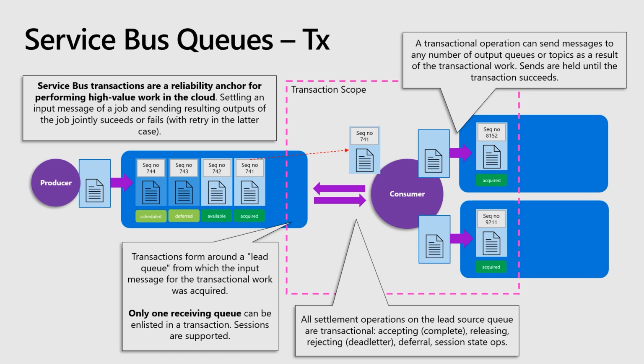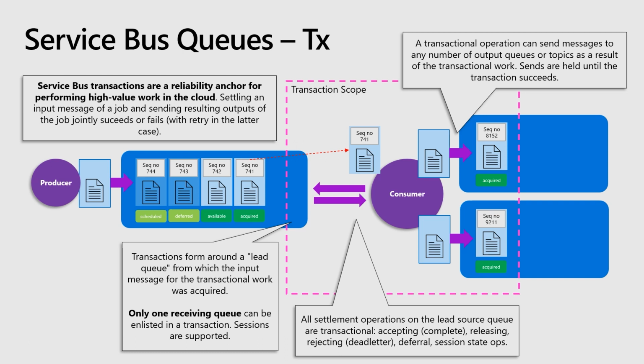Transactions. Service Bus transactions are the closest thing you can have in the cloud to a two-phase commit transaction system, right? There are transactions that are local inside, for instance, SQL or Cosmos DB and those databases. But Service Bus also gives the ability to get data from one place and send data to a different place, and have the settlement of the receiving and the sending to one or multiple locations happening inside of an atomic transaction. You can't really have that with communication anywhere else in the cloud. So they are really a reliability anchor for performing high-value work in the cloud.